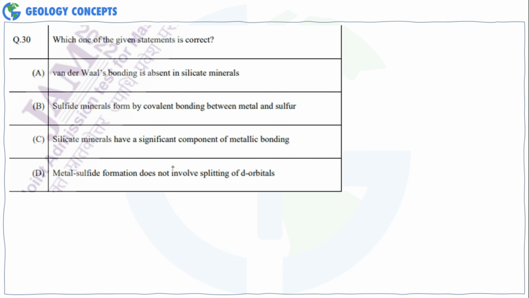And the last MCQ you have is: which one of the following is correct. Now it's all based on the different bonds between different minerals. So the most appropriate option I feel here is option number D, in which it says metal sulfide formation does not involve splitting of d orbitals. So metal sulfides have strong ionic bonds and they can easily transfer electrons, so they do not need to have splitting of d orbitals. Hence this seems to be the most appropriate answer.